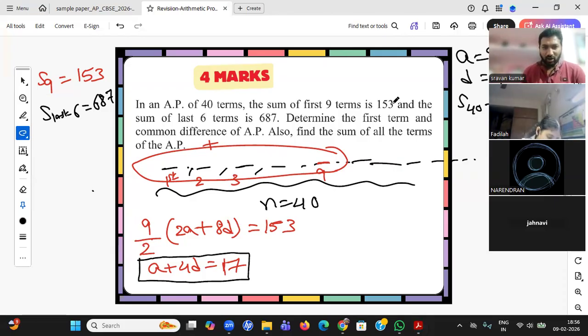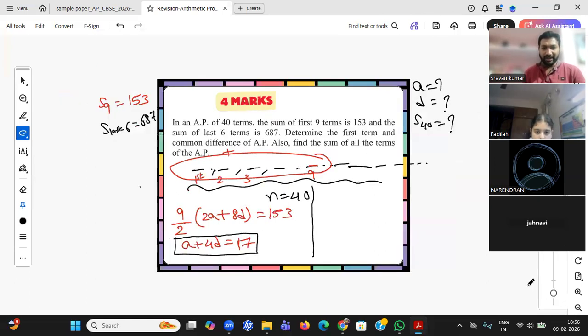Yes, Ananya, how will I get another equation, student? I want a and d, and a and d are lying here. I want one more equation. How will I get it?